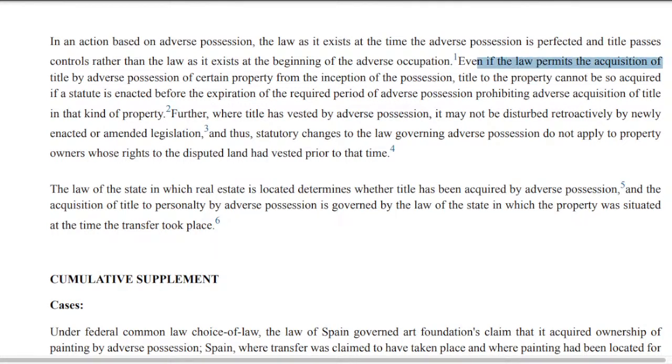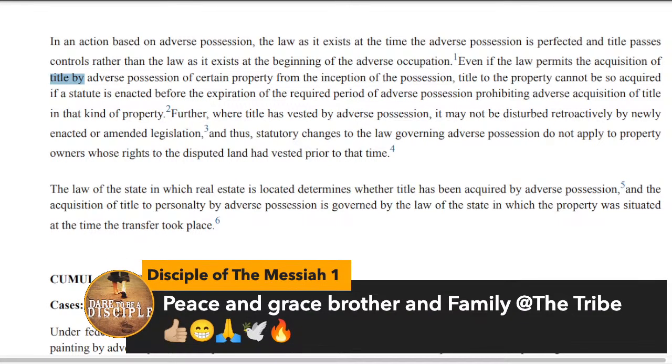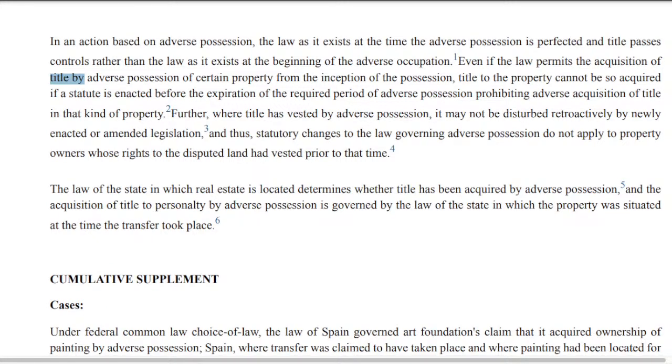Even if the law permits the acquisition of the title. Excellent. All right, so adverse possession. Even if the law permits the acquisition of title by adverse possession of certain property from the inception of the possession, title to the property cannot be so acquired if a statute is enacted before the expiration of the required period of adverse possession, prohibiting the adverse acquisition of the title in that kind of property. I hope that makes sense.